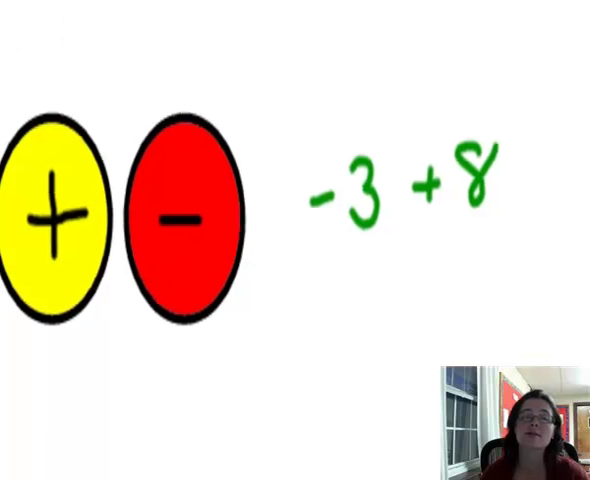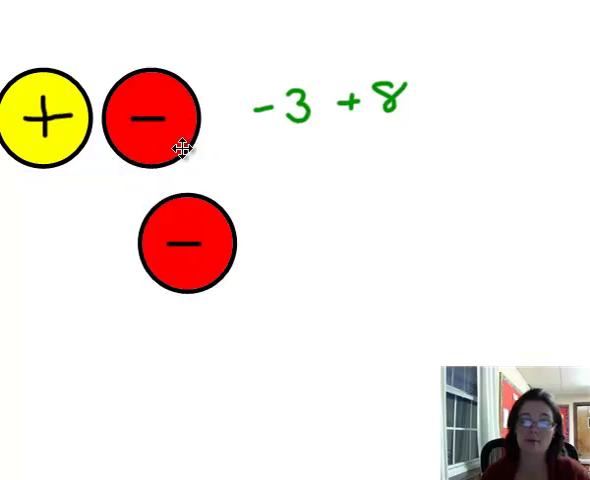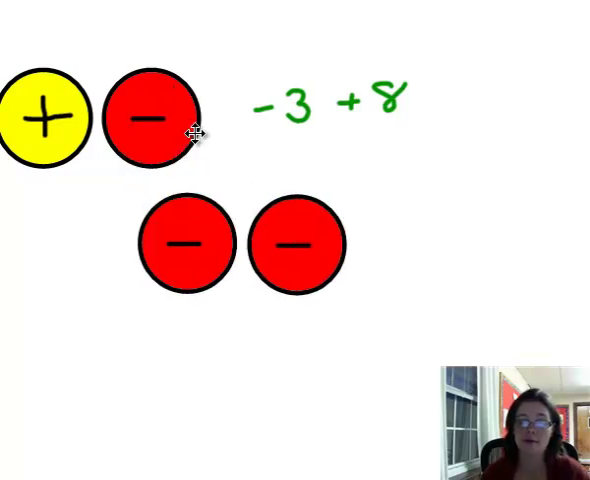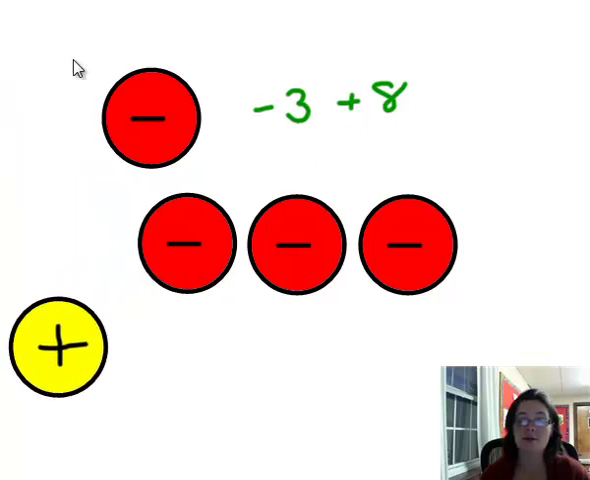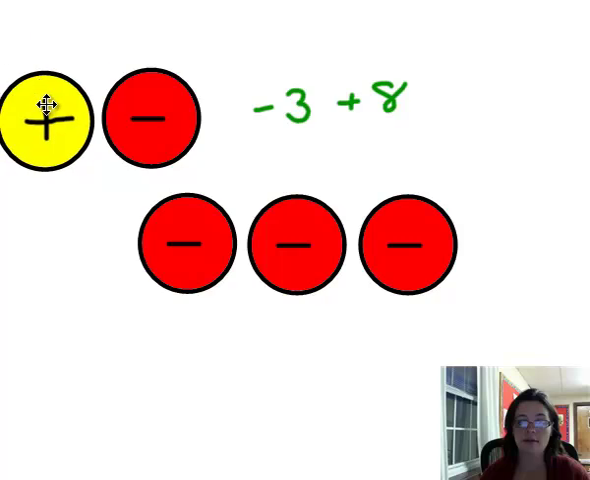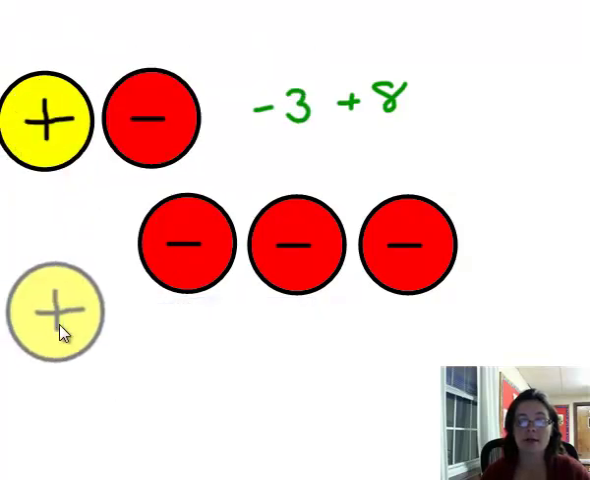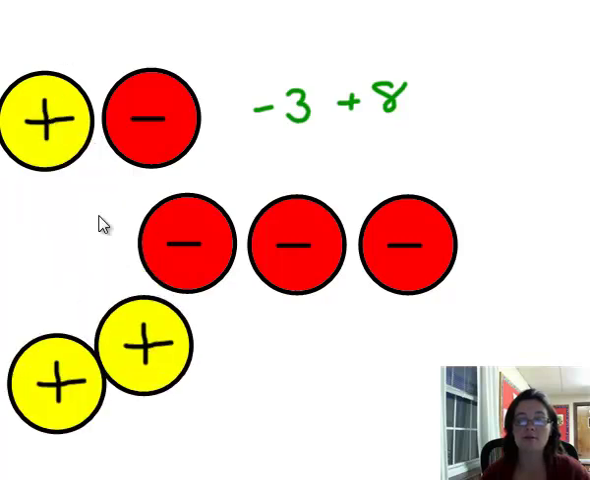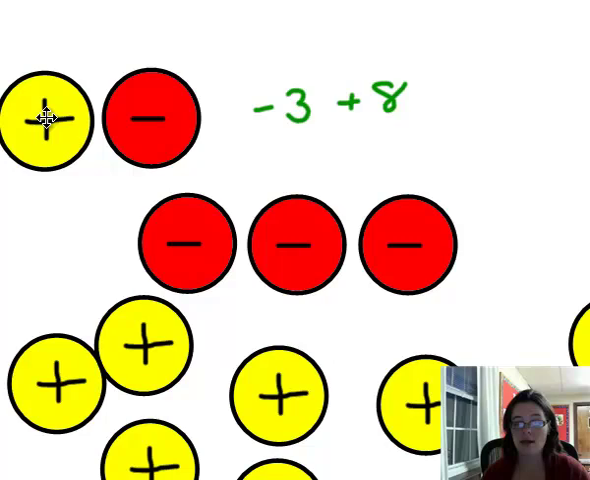Now I'm going to show you a different way to do these addition problems using a model. In this case I'm going to use these algebra chips. So I'm going to take 3 of them, 1, 2, 3, that's the 3 negatives. And then I'm going to take 8 positives, so 1, 2, 3, 4, 5, 6, 7, 8.